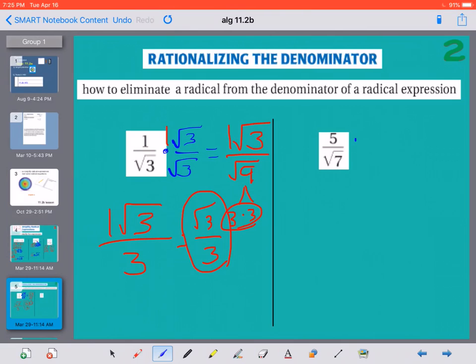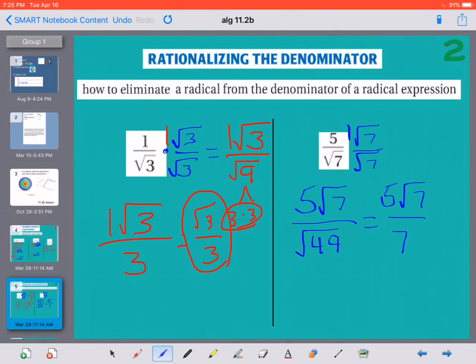Here I'm going to multiply the whole thing by the square root of 7. Now I have a 1 on the outside of this, so it would be 5 times the square root of 7 over the square root of 49. Which simplified, the square root of 49 is 7. We can't do anything to the top, so it stays the 5 times the square root of 7.